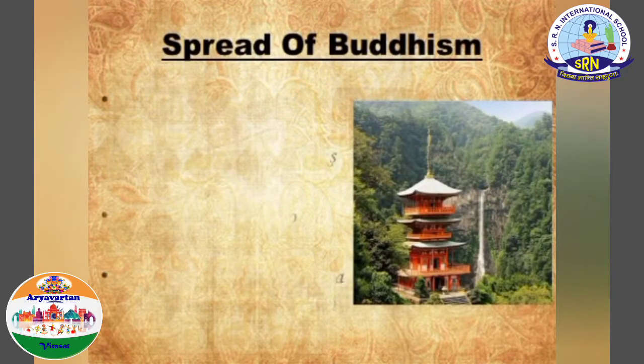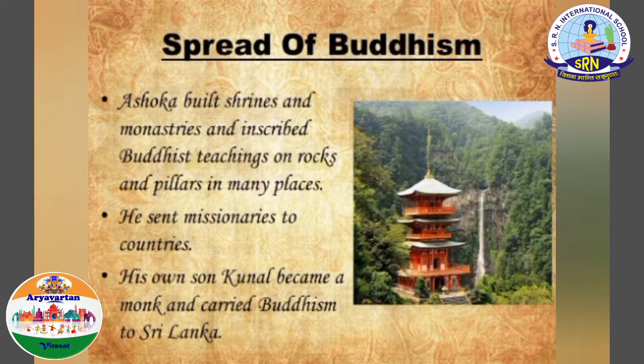Spread of Buddhism. Ashoka built shrines and monasteries and inscribed Buddhist teachings on rocks and pillars in many places of the country. He sent missionaries to other countries and even his own son Kunal became a monk.